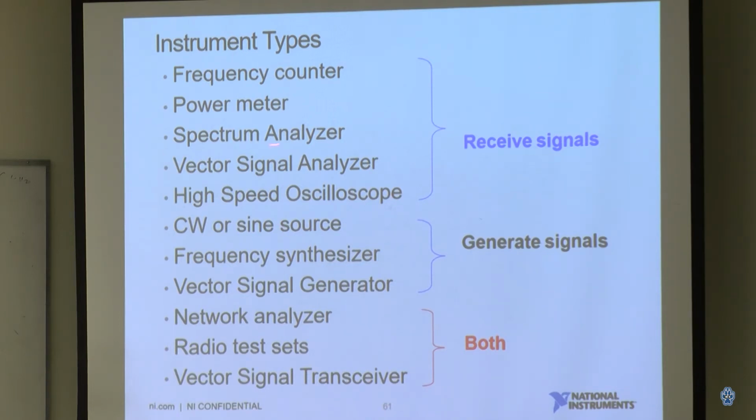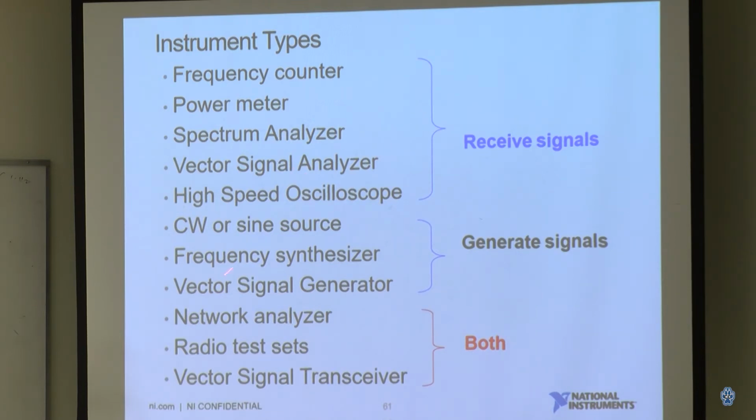Why are there so many? Just for example, with a spectrum analyzer, you can only measure a spectrum signal like CW mode. You're not able to do any modulation analysis. So when you do modulation analysis, you have to use a vector signal analyzer. And with a high-speed scope, you probably measure in the time domain the most. But if you want to do frequency domain, you probably want to use a spectrum analyzer or vector signal analyzer.